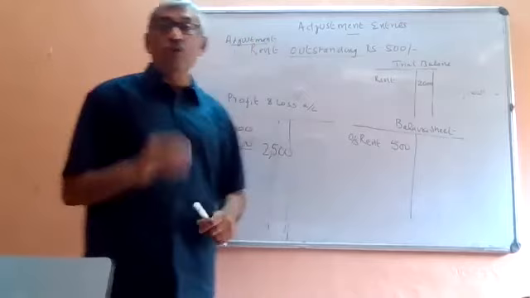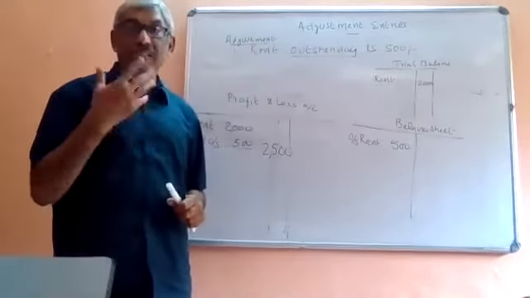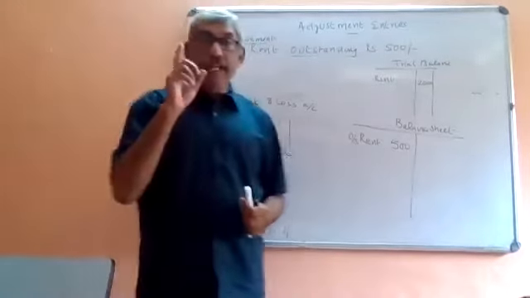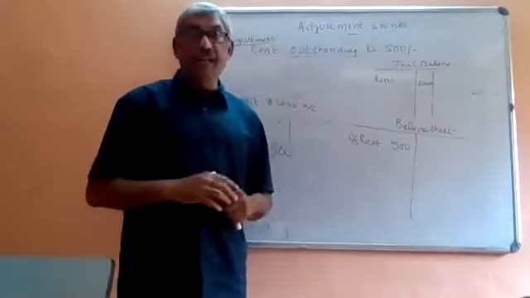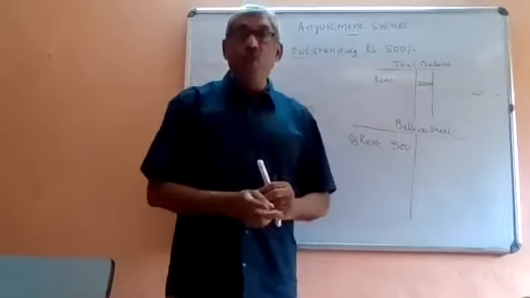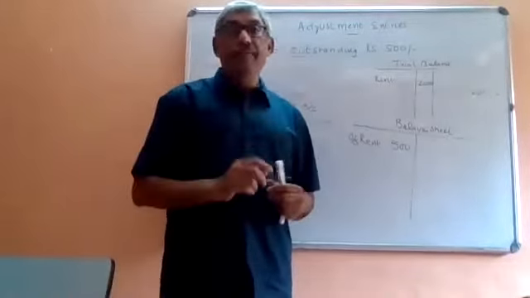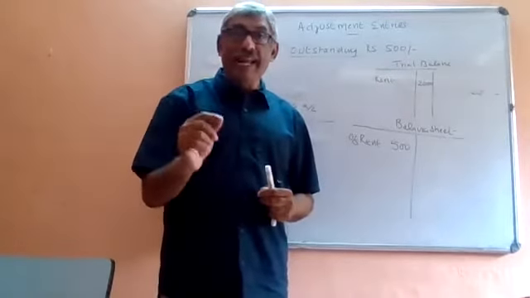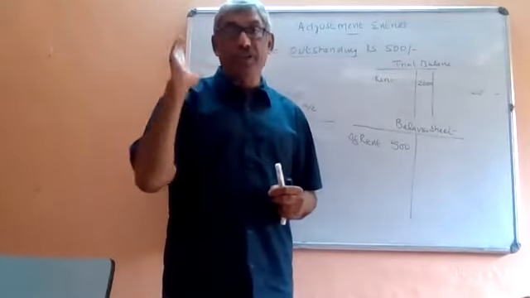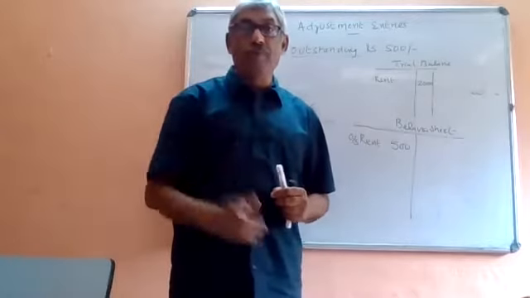So this is how outstanding is done. Once again, I am repeating. As far as closing stock is concerned, it comes in two places: one on the credit side of the trading account, and second on the asset side of the balance sheet. That is about closing stock.